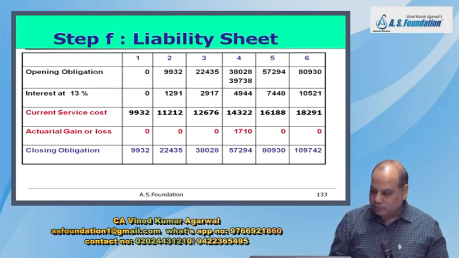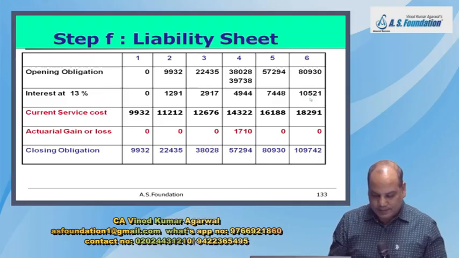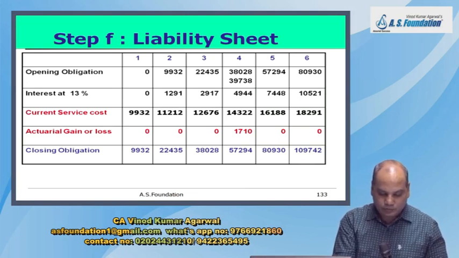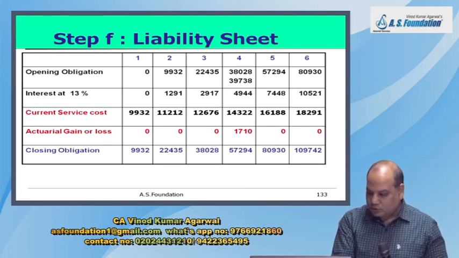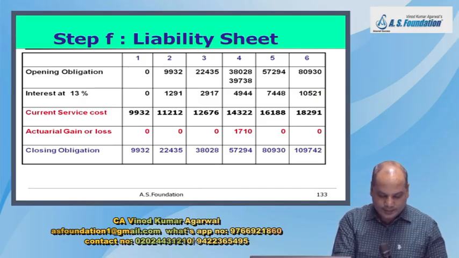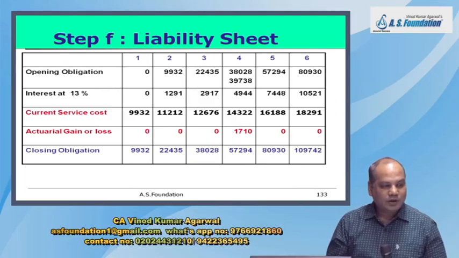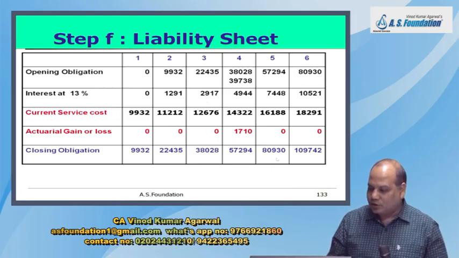And then you write 18291. What is the total? 109742. Okay. Is it matching with the calculation that we had done? Some difference would be there, but that is okay, because you are actually going to pass the entry on the basis of these numbers only. One more homework.